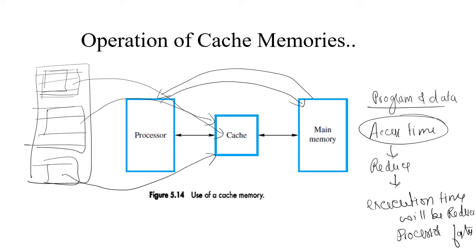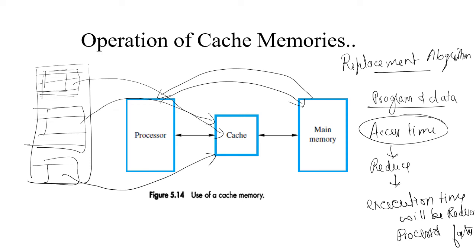There is a chance that the cache will be filled. In such cases, there is something called the replacement algorithm, which works when the cache is filled. We will look into the details of that replacement algorithm in the next slide.